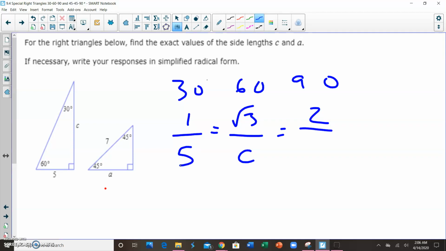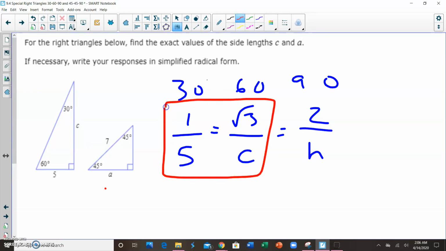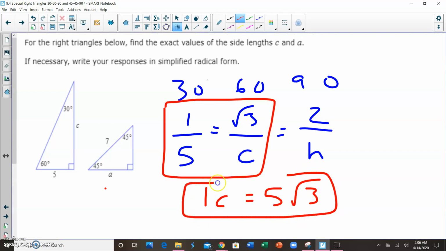And we don't care what the hypotenuse is. So I'm just going to put an 8 here, but it doesn't really matter because we're only trying to find C. So we're going to take these two together and then we're going to cross multiply. So that's going to be pretty simple. We simply get 1C is equal to 5 times the square root of 3. And that is pretty simple because it already is in simplified radical form. There's nothing else we need to do.